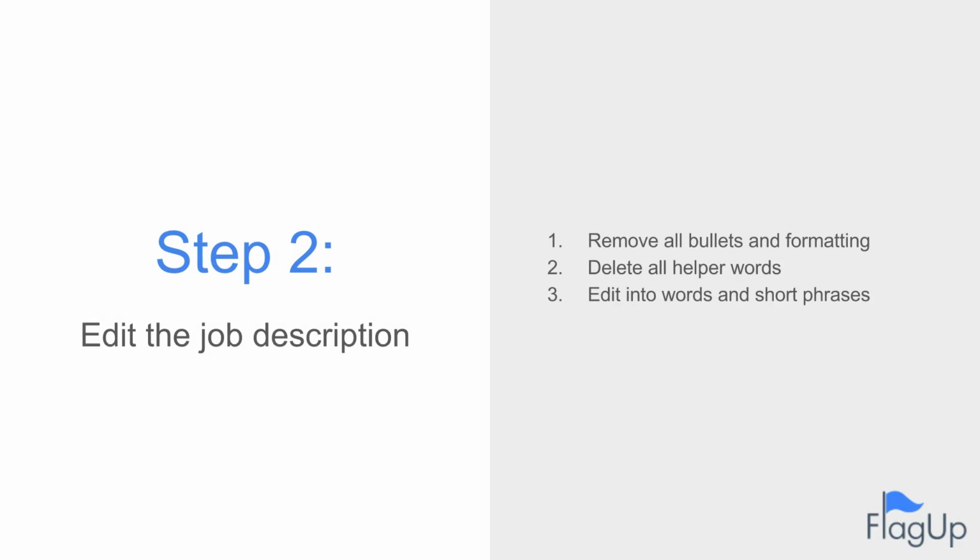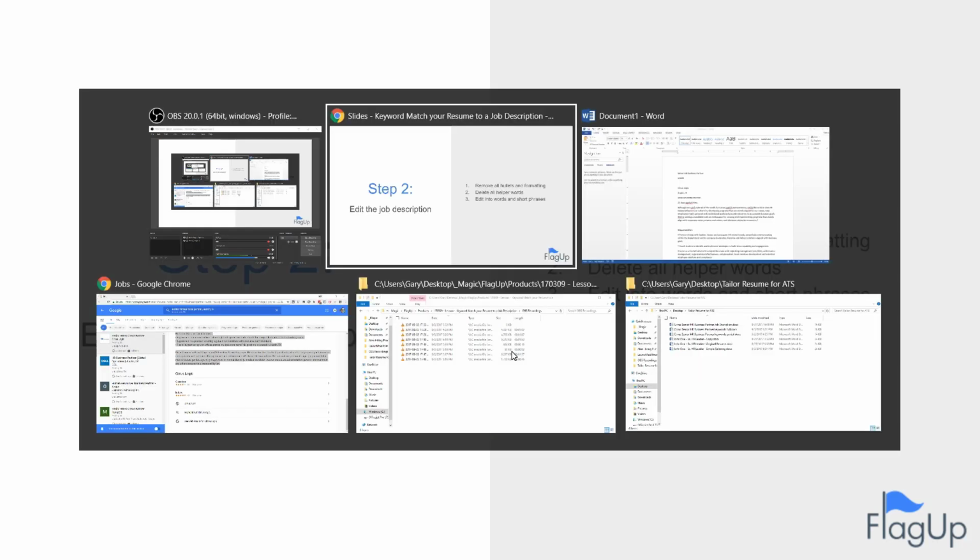Step number 2, we're going to begin to edit the job description. We're going to remove all of the bullet points and all the formatting. Then we're going to delete the helper words like the and they and or and are and all of those types of words. And then we're going to clean it up, edit it into just short words and phrases. So let me show you how to do that.